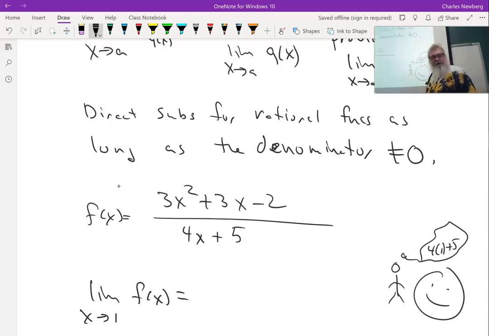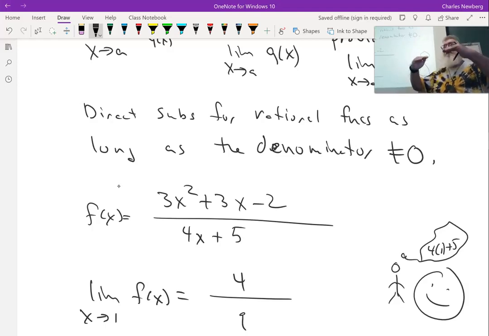So let's put in 1. Put in 1 for me. I'll get you started. But denominator's 9. You do the numerator for me. I know, Tristan, that was a lot to ask of you. And I already told you how to put in 1, right? Add up the coefficients. 3 and 3 add up to 6. Minus 2 is what? 4. So if we were to graph this function, what would we see? We'd see that as we're going into the x value 1, the function values are going to what? The value of 4/9.